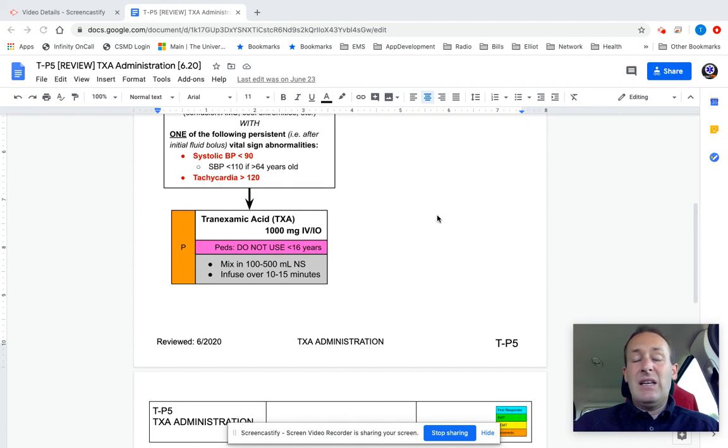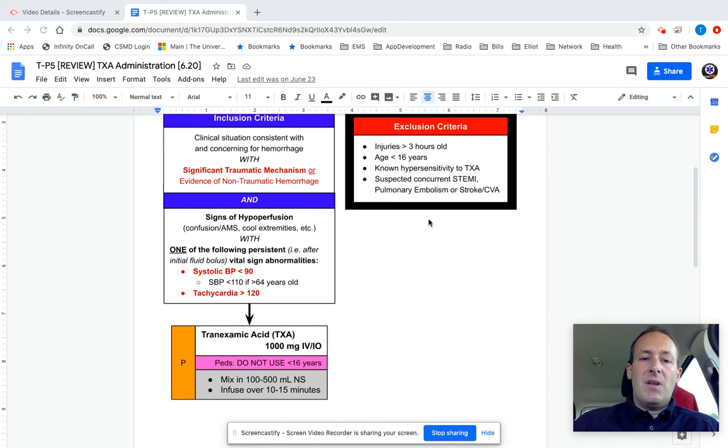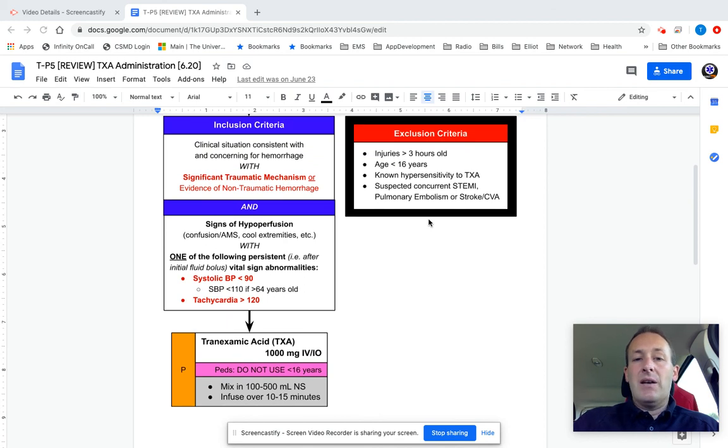That's basically it. If there are questions, let me know and I'll be happy to try and answer them. But again, this is something that has very good evidence behind it to help decrease mortality and decrease bleeding in our trauma patients. So, as always, get a hold of me with questions and stay safe.